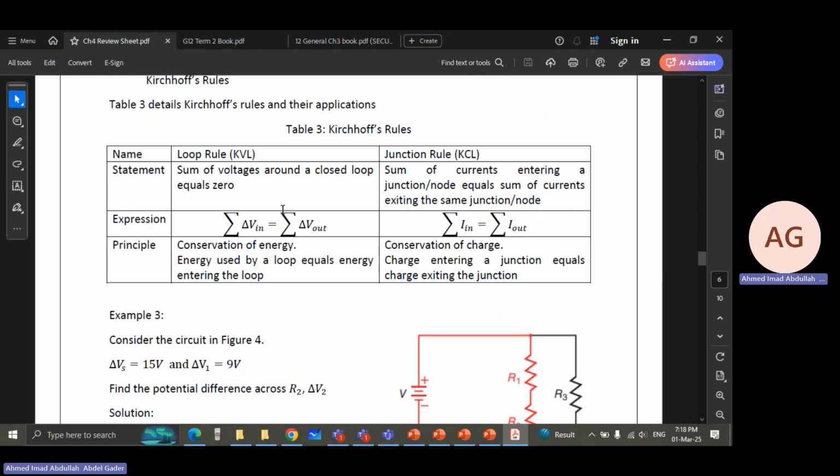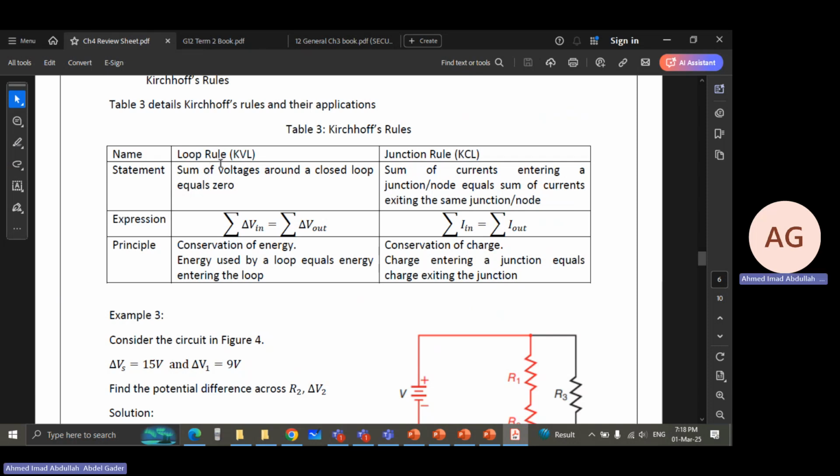The Kirchhoff rules have other names. The Kirchhoff voltage law or rule is known as the loop rule, and the Kirchhoff current law or rule is known as the junction rule.